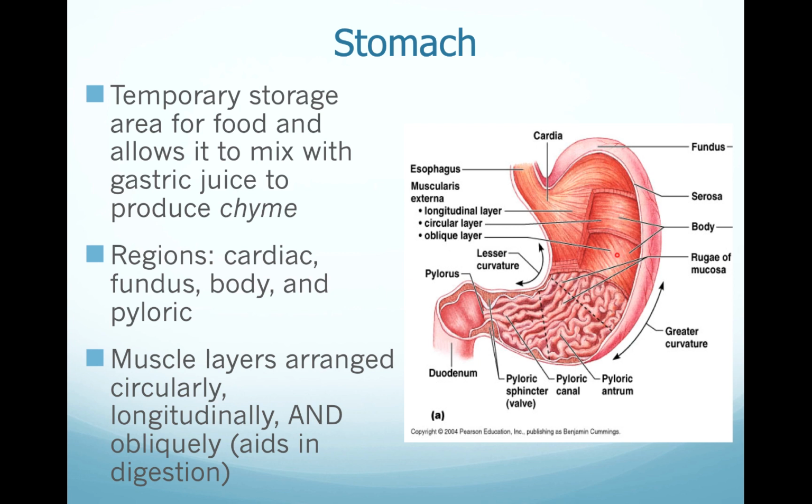How do I know it's smooth muscle? Well, because remember, there's only 3 types of muscle: skeletal, cardiac, and smooth. Why can this not be skeletal muscle? Think about that just for a moment. Why can the muscle covering the stomach not be skeletal muscle?